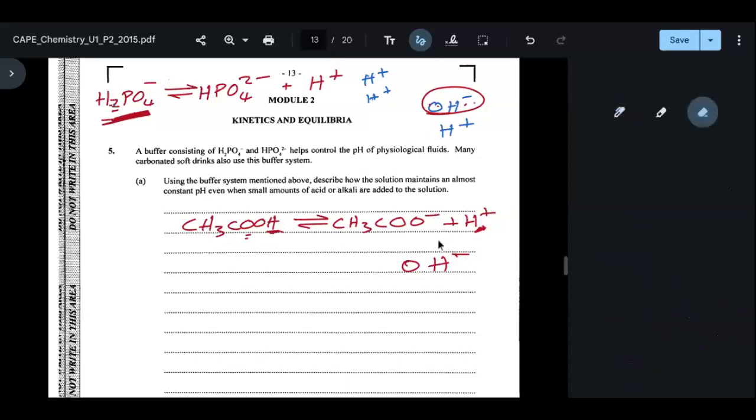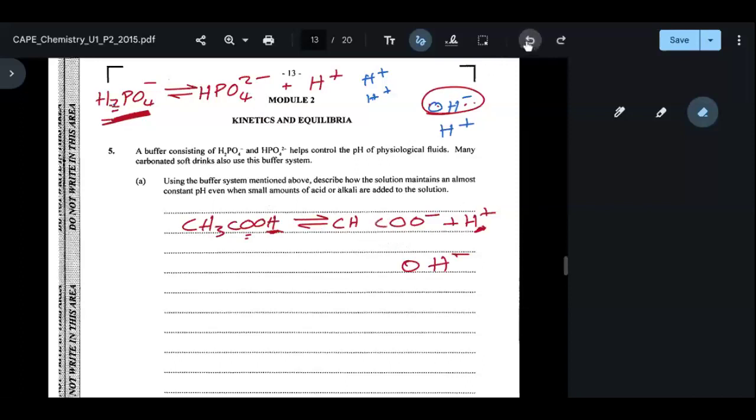But sir, isn't there another part of the buffer system where you'd have, for example, NaH2PO4 or Na2HPO4, which would dissociate to give HPO4 2 minus plus Na plus, and then you'd have a lot of the base? Right, you would have a lot of that, but you see this ion is for the acid. So like in this one, where you have the CH3COO minus.